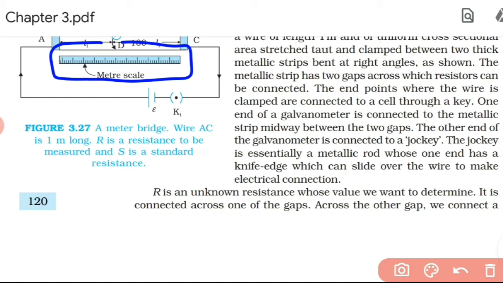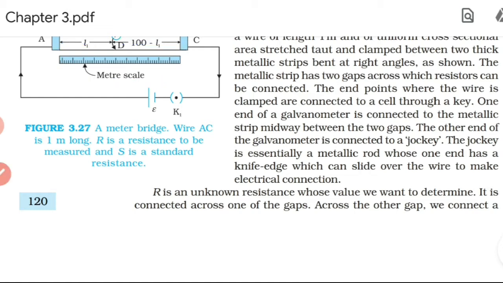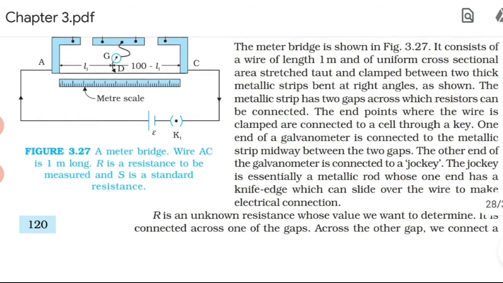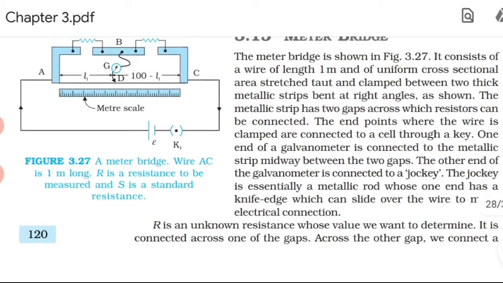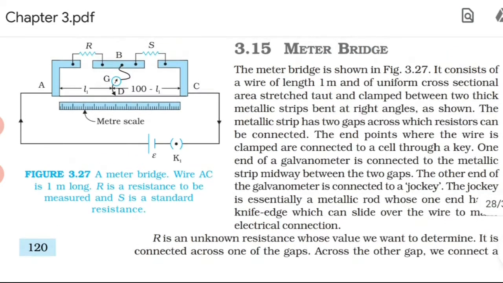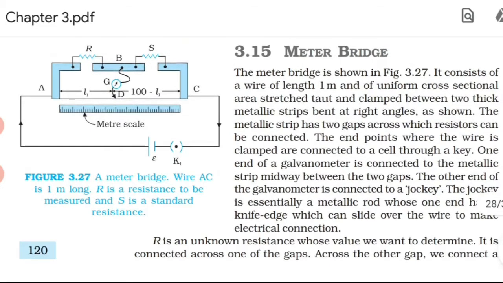And over the scale you have a stretched wire. That wire is kept stretched over that meter scale, which is also wooden. So over the wooden meter scale, there is a stretched wire of 1 meter length. 1 meter length is the same as 100 centimeter. It is kept stretched between the 2 points A and C.